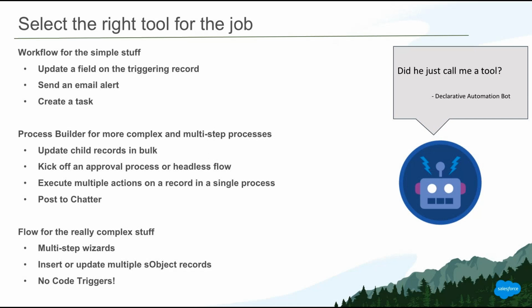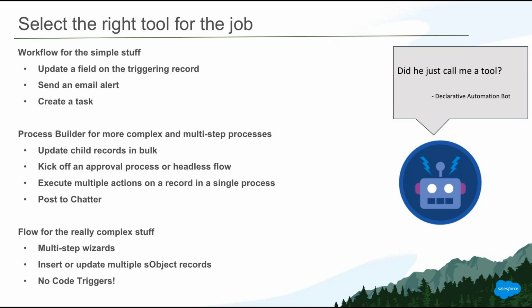I want to kick off an approval or there's the headless flow again. I can do that with Process Builder. Execute multiple actions in a single process. We'll talk about that in a minute, but you've got your different nodes in your Process Builder, and it's not just evaluating one line and then that's it. You can evaluate a line and then go down to the next one. So you can have a single process where you're evaluating different things and potentially having multiple data elements or actions happening within a transaction.